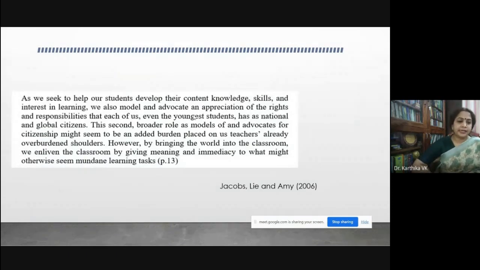And Jacobs, Lee, and Amy say that as we seek to help our students develop their content knowledge, skills, and interest in learning, we also model and advocate an appreciation of the rights and responsibilities that each of us, even the youngest students, has as national and global citizens. This second, broader role as models of and advocates for citizenship might seem to be an added burden placed on teachers' already overburdened shoulders. I told you that. However, by bringing the world into the classroom, we enliven the classroom by giving meaning and immediacy to what might otherwise seem mundane learning tasks. So whatever I have told you so far, on the philosophical or the practical side, has been summarized here by Jacobs, Lee, and Amy.